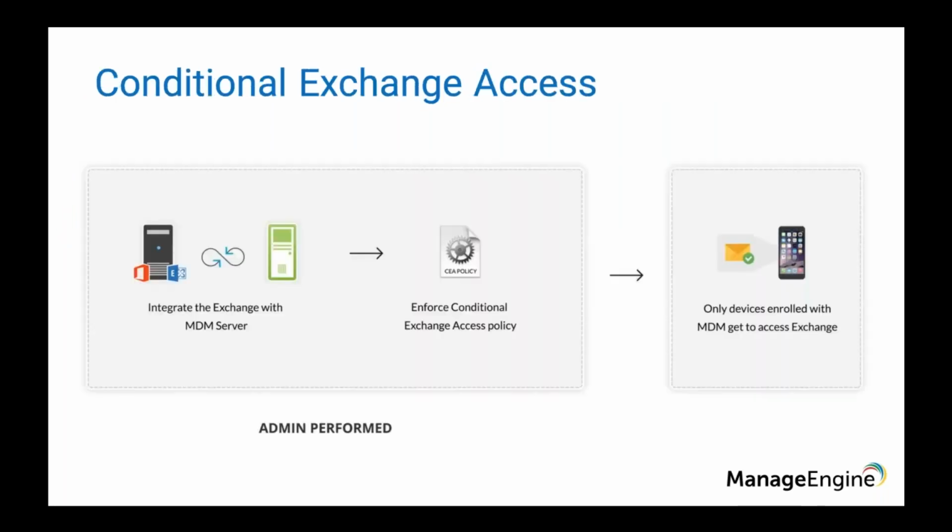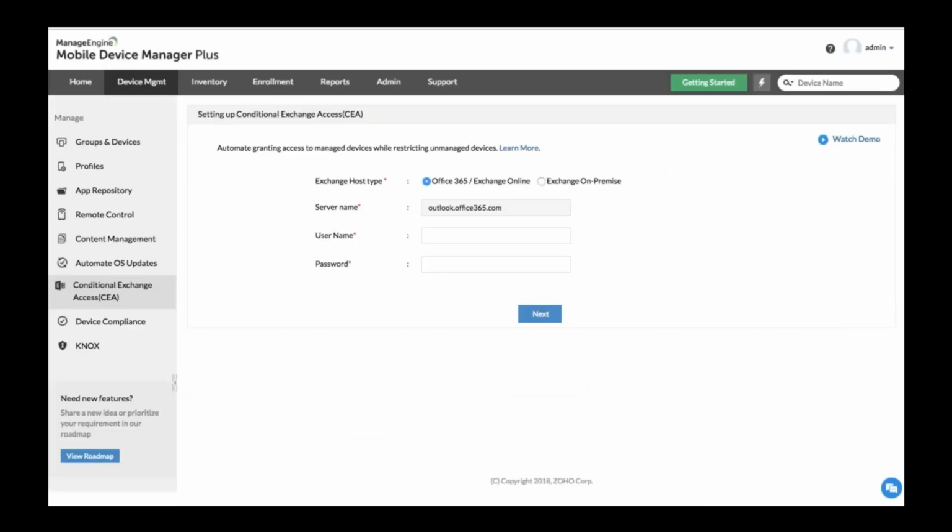So how do we achieve this? You integrate the Exchange Server, either the Office 365 Cloud Service or the Exchange on-premise service that you have, with the MDM, and then we would enforce a policy on those respective mailboxes that are present over there. So only the devices that are enrolled with the MDM would get access to the Exchange services. So here under the Device Management tab, you have Conditional Exchange Access. You can choose the host type. The server name would be populated if it's Office 365, and you can provide the necessary username and password.